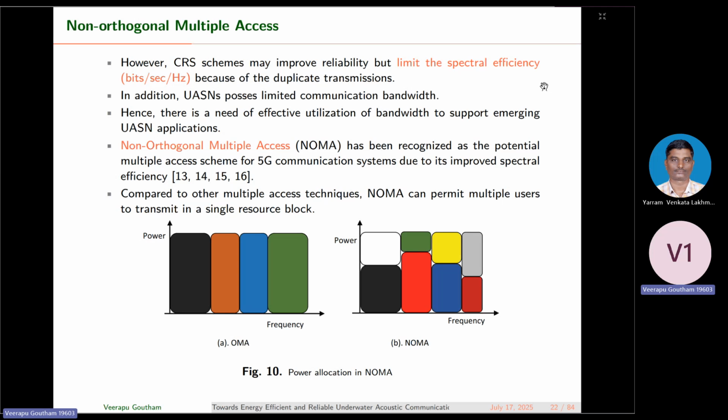But when coming to non-orthogonal multiple access, in a single resource block, multiple transmissions are going on. How can we create the difference here? The power allocated to the users is different.